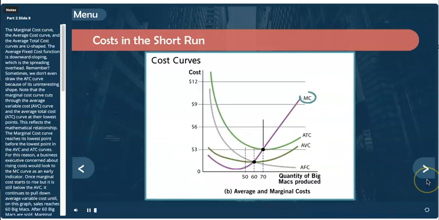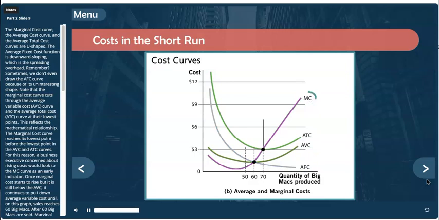The marginal cost curve, the average variable cost curve, and the average total cost curve are U-shaped. The average fixed cost function is downward sloping, which is spreading overhead, remember? So sometimes we don't even draw the AFC curve because of its uninteresting shape.